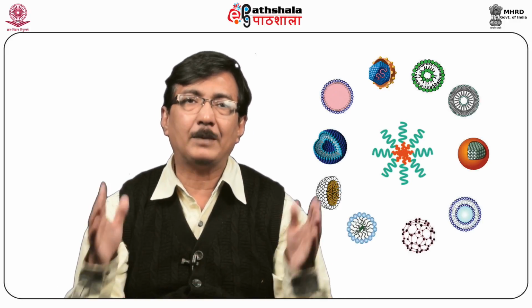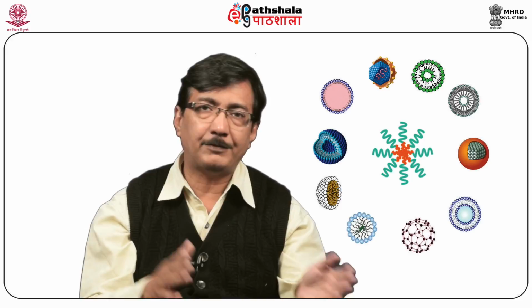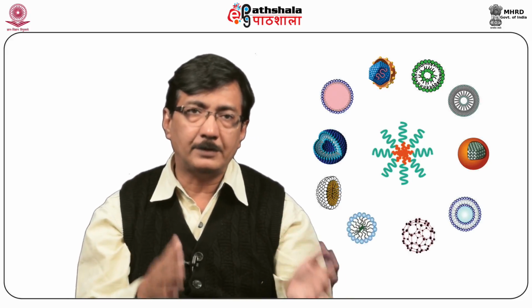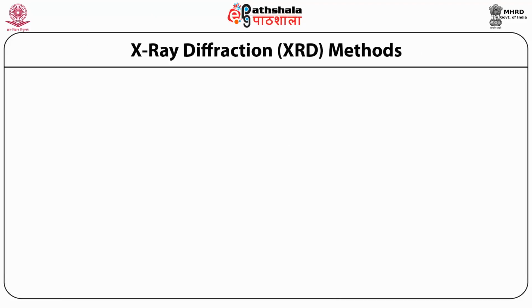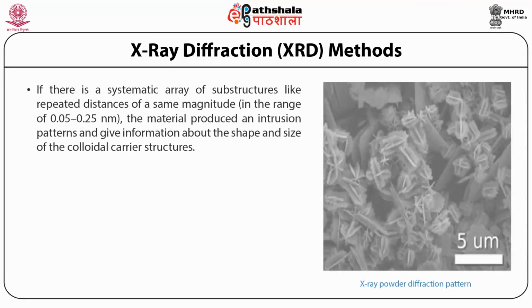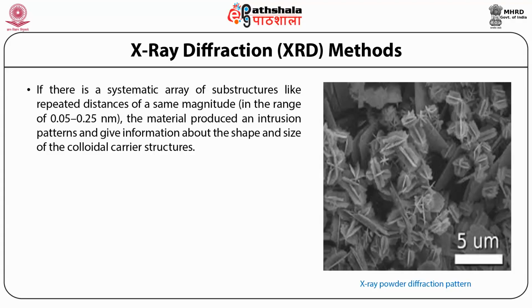In typical NMR spectra, slight differences in the frequencies of the NMR are observed due to the different molecular environments of the nuclei. In the X-ray diffraction technique, there is a systematic array of substructures, like repeated distances of the same magnitude in the range of about 0.05 to 0.25 nanometer. The material produces an interference pattern and gives information about the shape and size of the colloidal carrier structure.